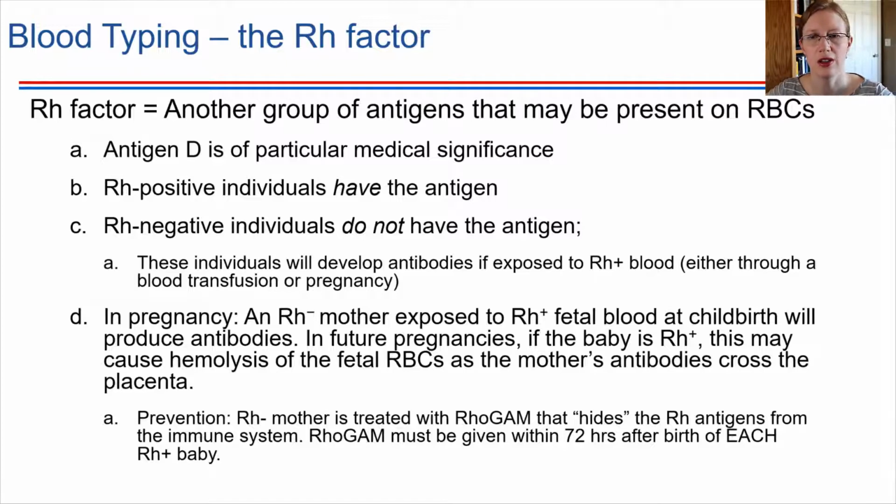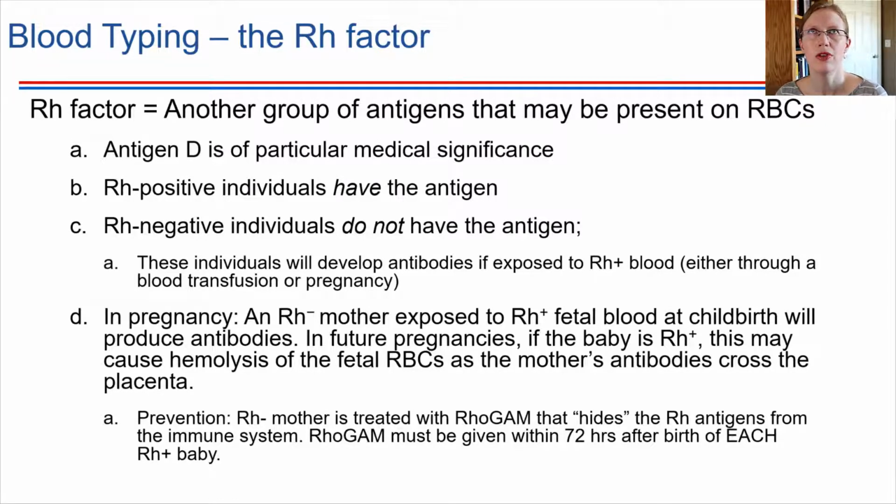The Rh factor is a whole other group of antigens. It turns out one of them is particularly significant medically, so that's the one that we focus in on. That's the only one that we're actually indicating with the positive and negative that we tag on with blood types. And this is an antigen that can be very serious with pregnancies.